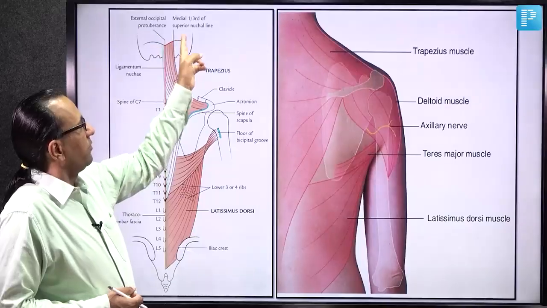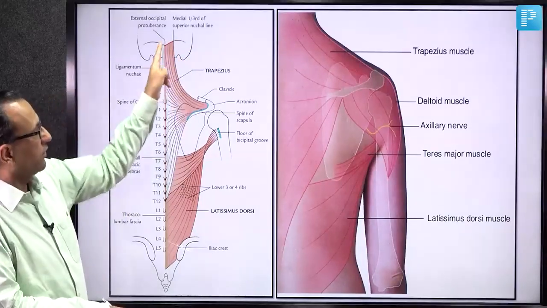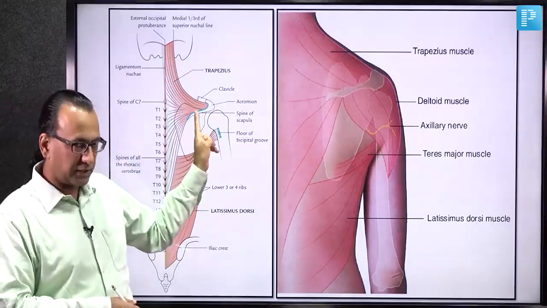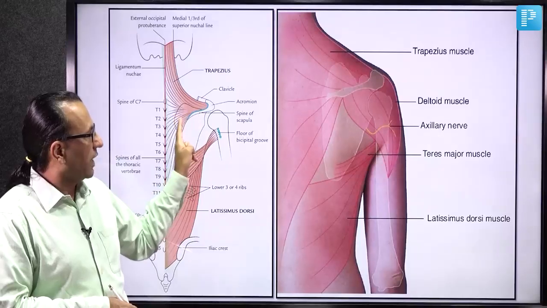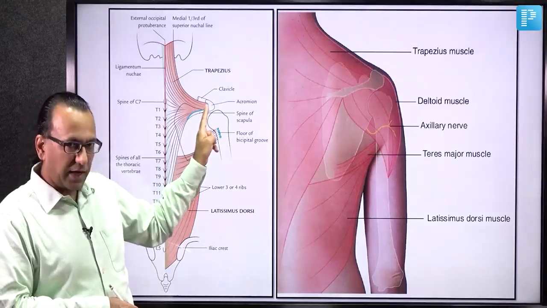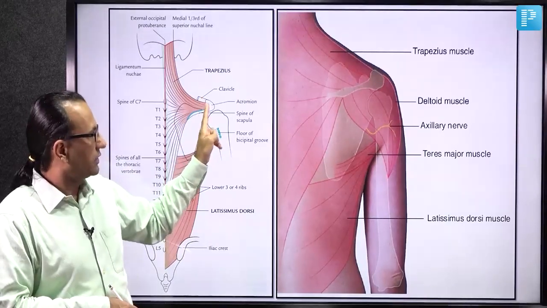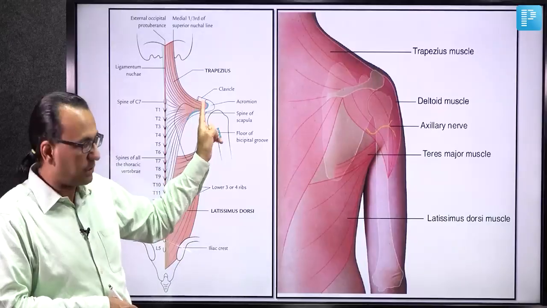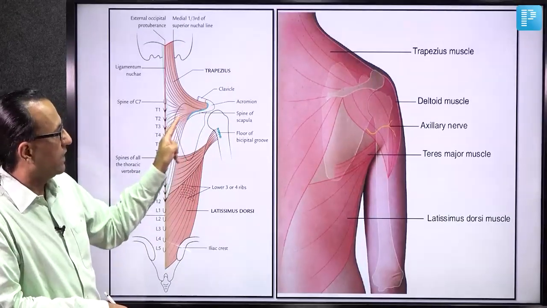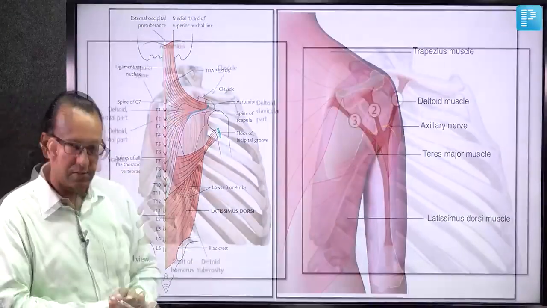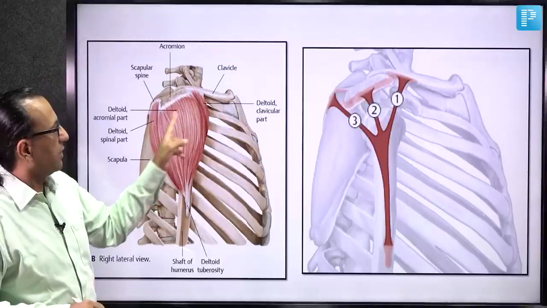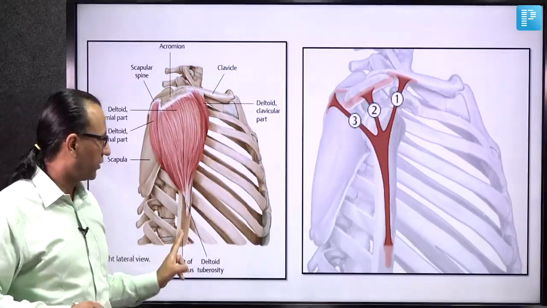Origin is from the skull bone, occipital bone, and also the cervicothoracic spine. Insertion is the superior border of the spine of the scapula, which is also extending onto the medial border of the acromion process and the posterior surface of the clavicle bone, the inner part of the insertion of the trapezius muscle.